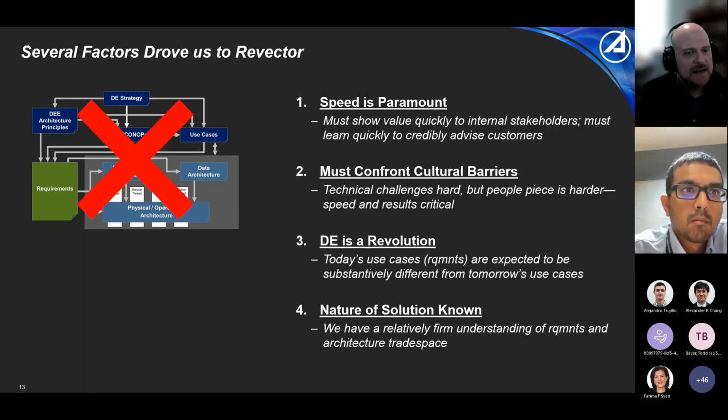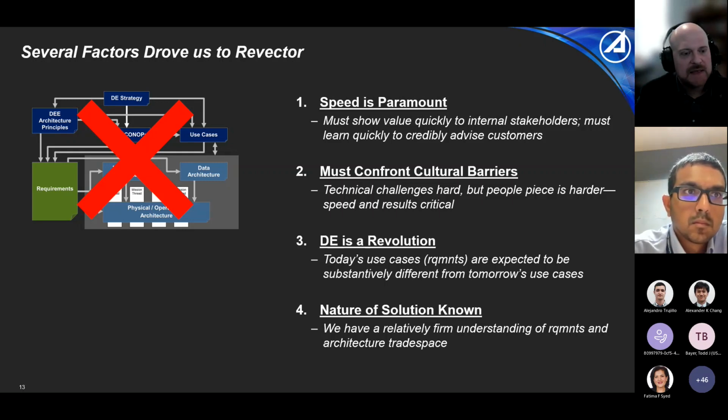Kind of related to that is this idea of culture and confronting those barriers. The longer we take where we're not showing tangible progress and results, and we're moving along that innovation curve and showing more and more people across the company that this is the right way to go, the more we're likely to lose momentum here. So 1 and 2 are related. 3 and 4 really drove us to the new approach I'm going to talk about on the next slide.